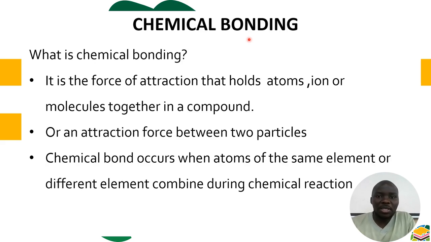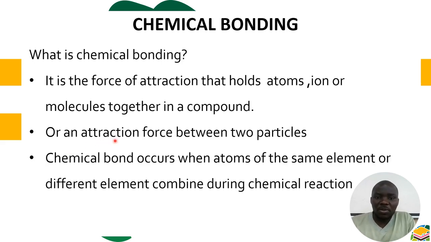So when we are talking about chemical bonding, what is chemical bonding? This can be defined in this way. It is a force of attraction that holds atoms, ions, or molecules together in a compound. It can also be defined in another way. It is an attractive force between two particles.